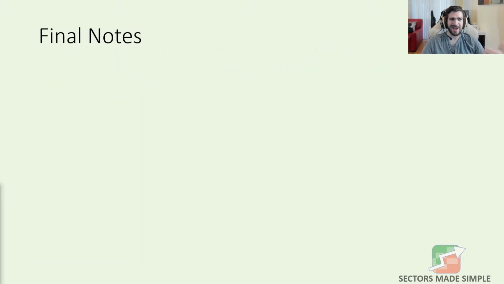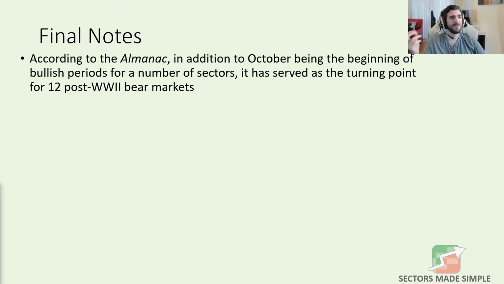And to kind of back that up, there is one other piece of information that I would love to take from the Almanac and provide. October has been the beginning of bullish periods for a number of sectors, like we just discussed, but it's also served as the turning point for 12 post-World War II bear markets, with the most recent being 2011. What that means is that October has been the enemy of the bears. It's been where we see a market bottom occur and recovery begin.